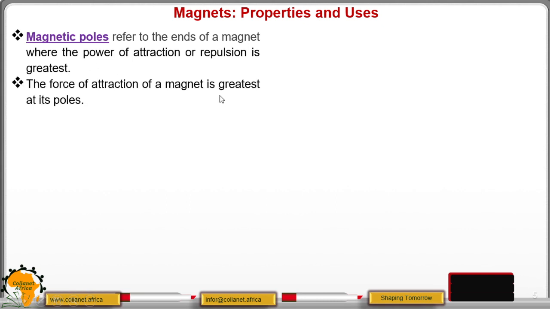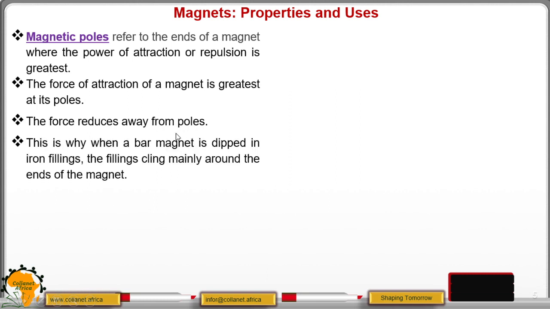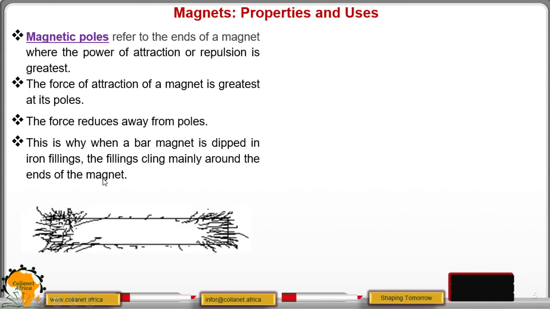Now the force of attraction of a magnet is greatest at its poles. That one we have seen. And this force reduces away from the poles. That is why when a bar magnet is dipped in iron filings, the filings cling mainly around the edge of the magnet, but as you move away from the poles, you just have few iron filings, as shown in this diagram. We have so many iron filings here, but as you move away from the poles, the iron filings that are attracted are fewer. That is why we are saying the force reduces away from the poles.